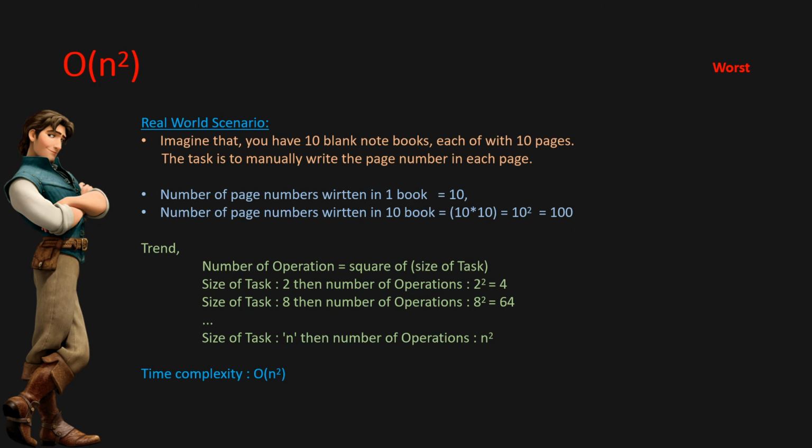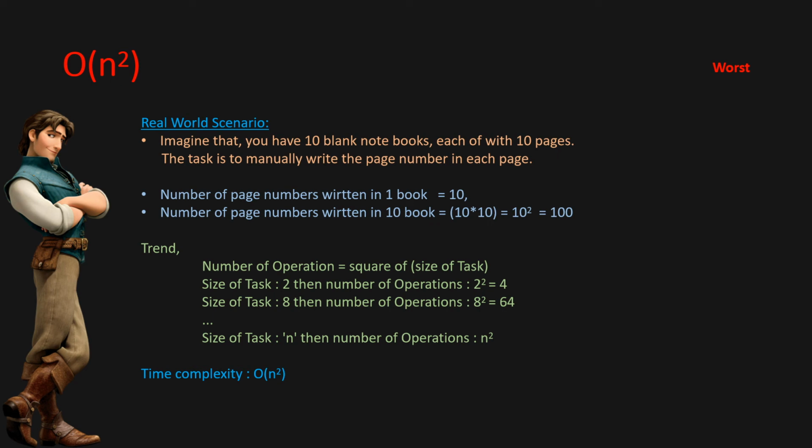Let's see one real world scenario. Imagine that you have 10 blank notebooks, each with 10 pages. The task is to manually write the page number on each page. Also, there are 10 pages in one book. So, the total number of pages on which the page number has to be written is 10 into 10, that is 100. We have to write the page number on each page of 10 books, each having 10 pages. Hence, a total of 100 pages.